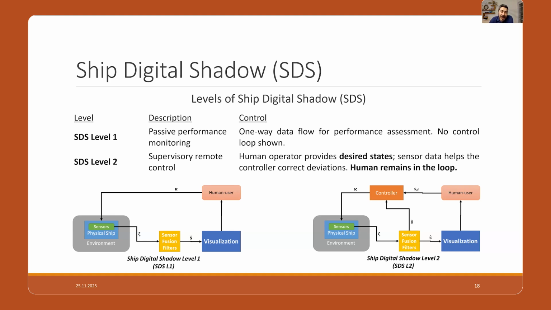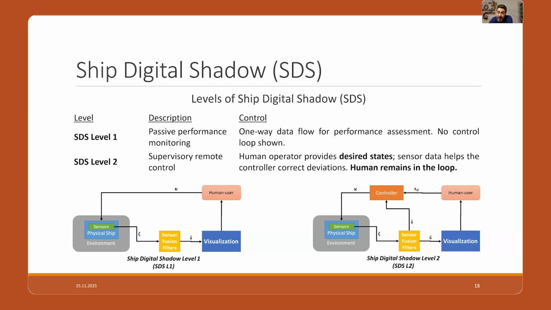Level 1 is at the left-hand side. Again, there's a human user. The human user sends the actuator commands to the physical ship. You see the arrow sticks to the physical ship. This physical ship is inside an environment, and there are some sensors in the physical ship. Those sensors reflect what is happening, and this data is collected in the sensor fusion filters, because there is a lot of data coming from sensors. They need to be fused. And after sensor fusion, they are visualized for the human user to see what is actually happening.